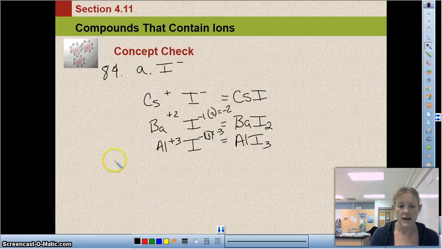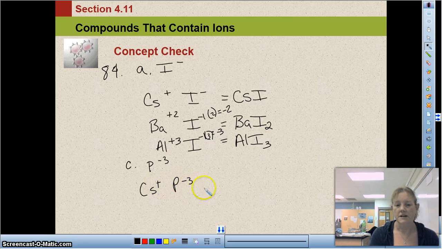Let's look at 84C, I believe it is, and it's phosphorus, and it has a minus 3 charge, and we're going to put it with each one of the ones up above. So cesium plus, and we add phosphorus minus 3, and I hope that you can see, just due to simple math, that if we have a minus 3 and a plus 1, that would give us a minus 2. So how many cesium is it going to take to cancel out this minus 3? Well, it's going to take 3 of those to have an overall charge of positive 3. So we're going to write it as Cs subscript 3, capital P.